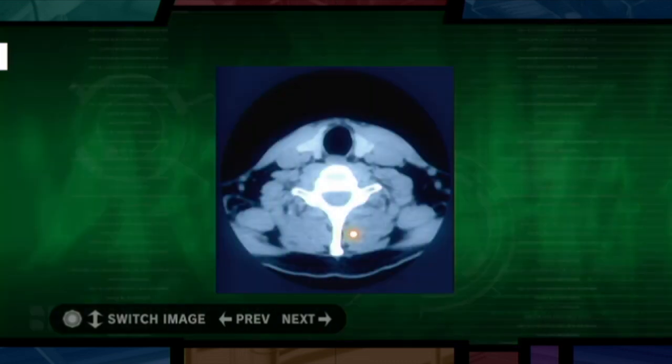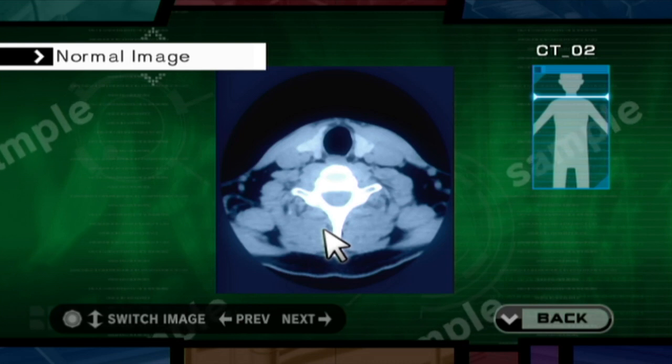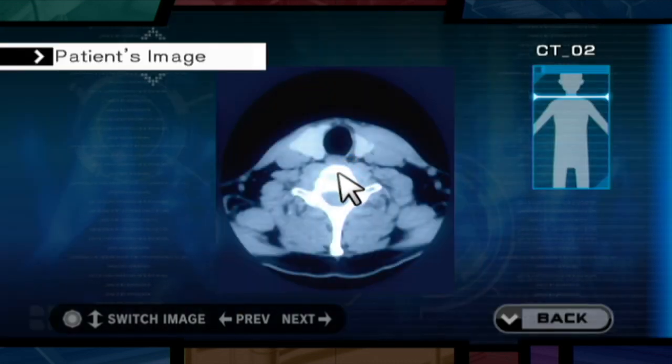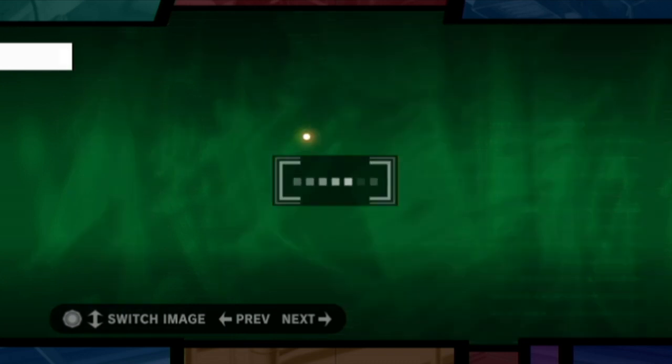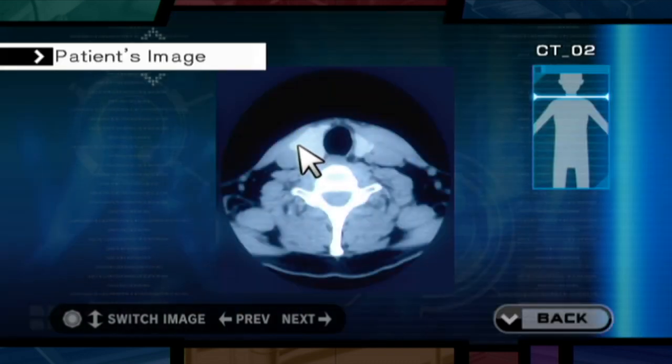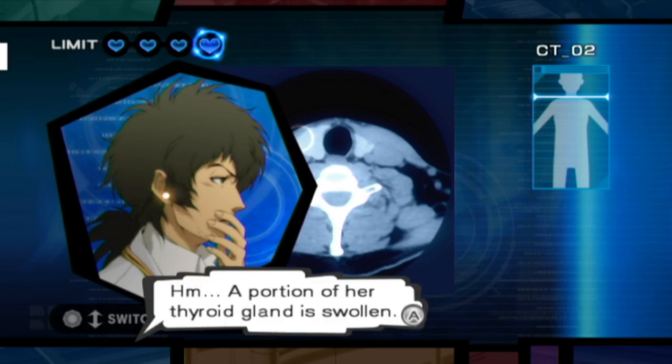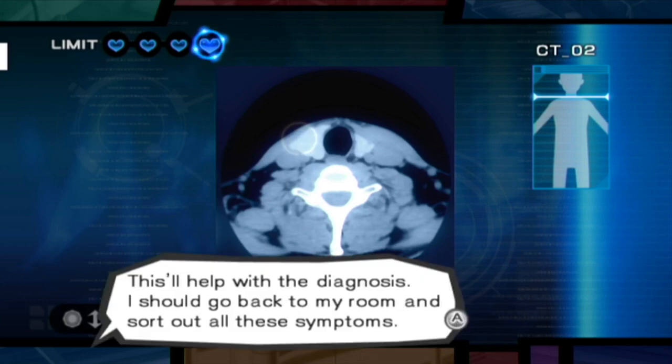I feel like there may be something different here. Ah, it's right here. That's abnormal. It's larger, I think, on the patient side. A portion of her thyroid gland is swollen. This will help with the diagnosis.